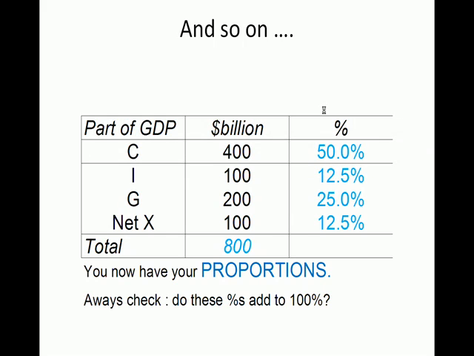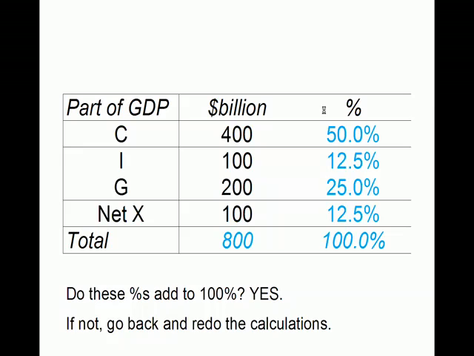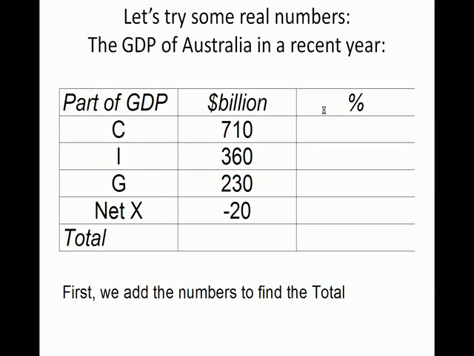You now have all your proportions, but always check, do these percents add to 100? You must check. Let's have a look. 50, 12.5, 25, 12.5, yes, 100. If not, go back and redo the calculations. Let's try some real numbers.